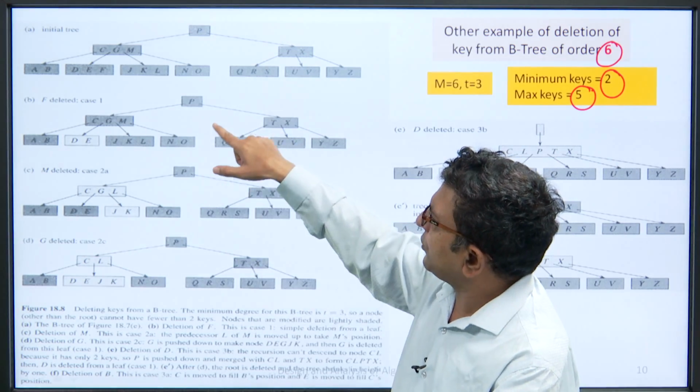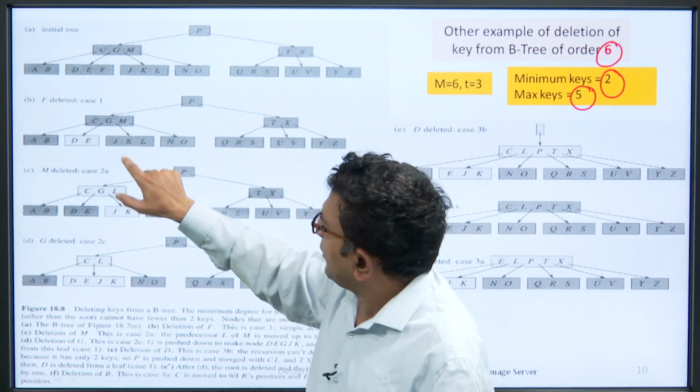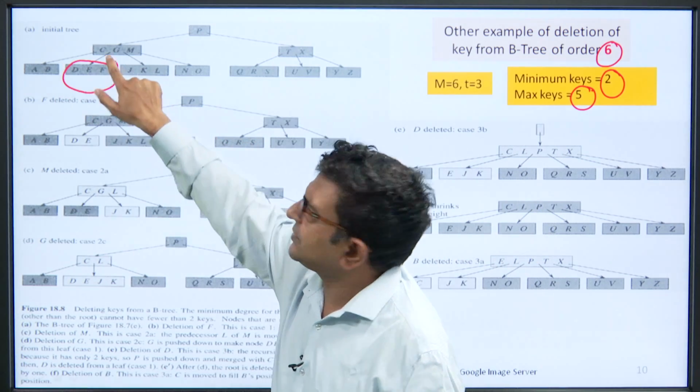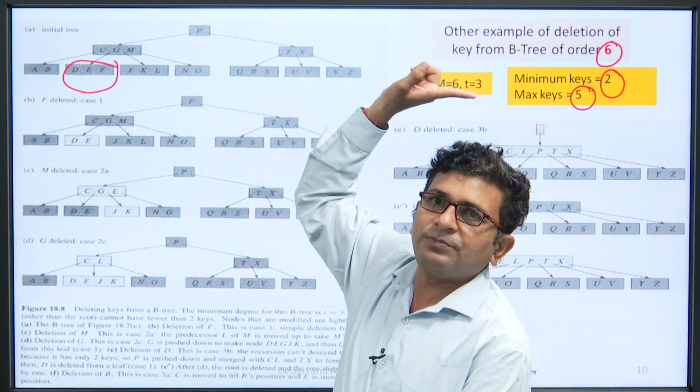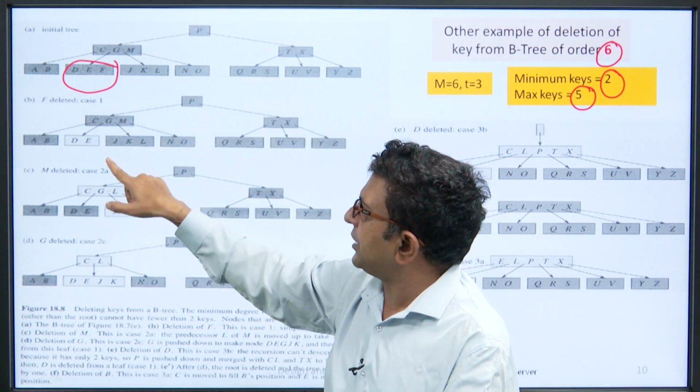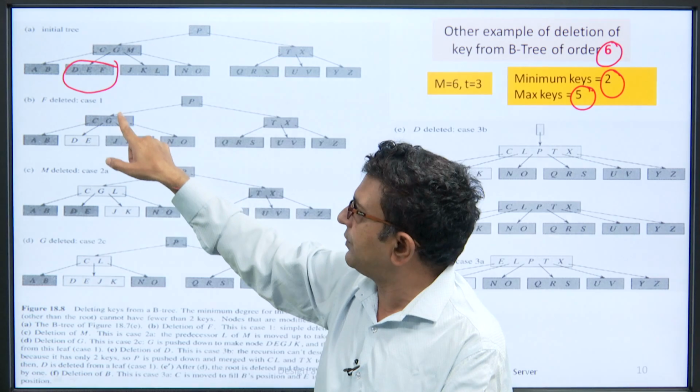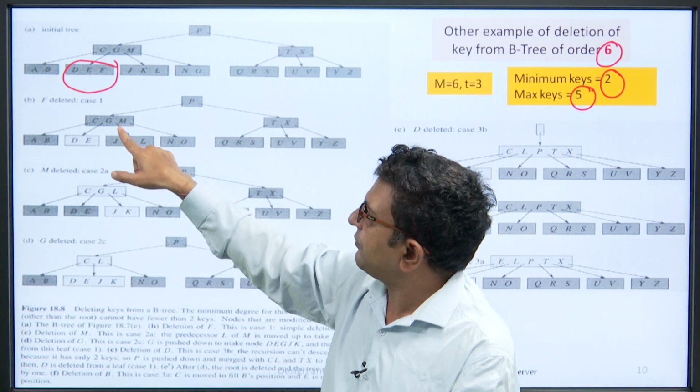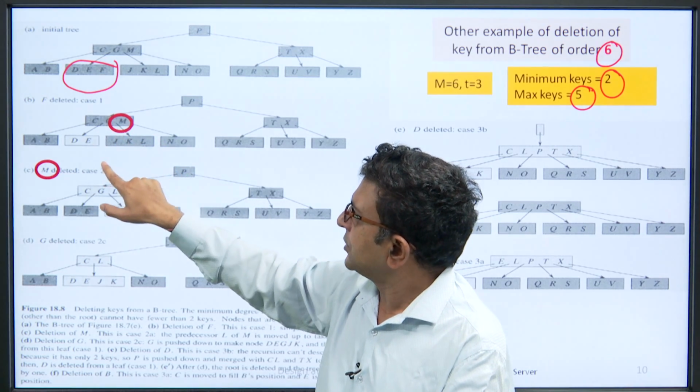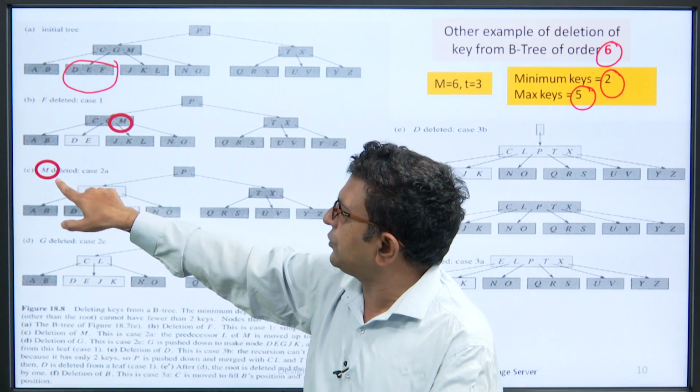Now, here we want to delete a key f, and f is residing in a node which has 3 keys, which is more than the minimum keys. So, we can simply delete it, and this is residing in a leaf node. So, we will simply delete it. Just see here, we have deleted f. Now the next question is we need to delete m.